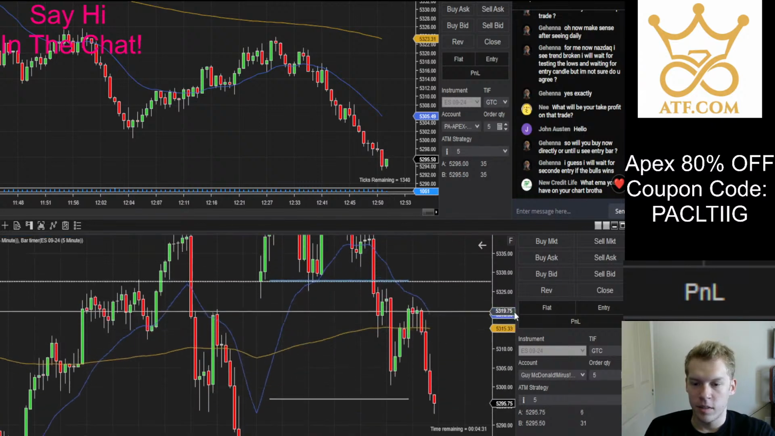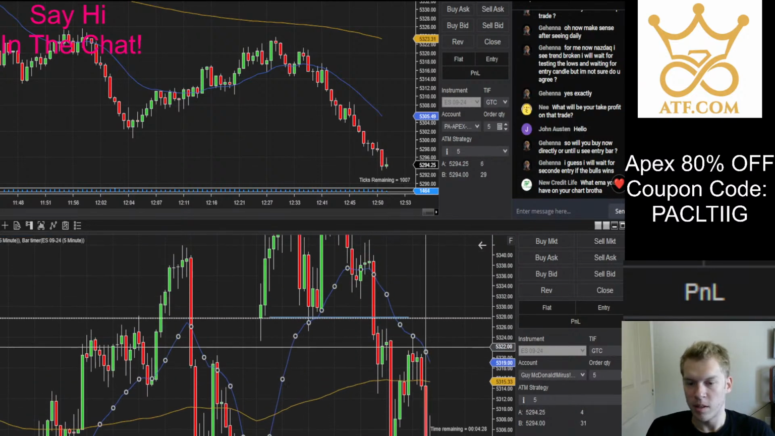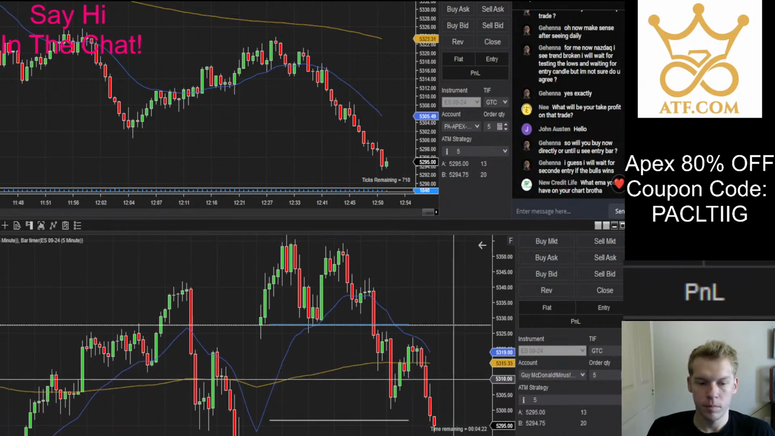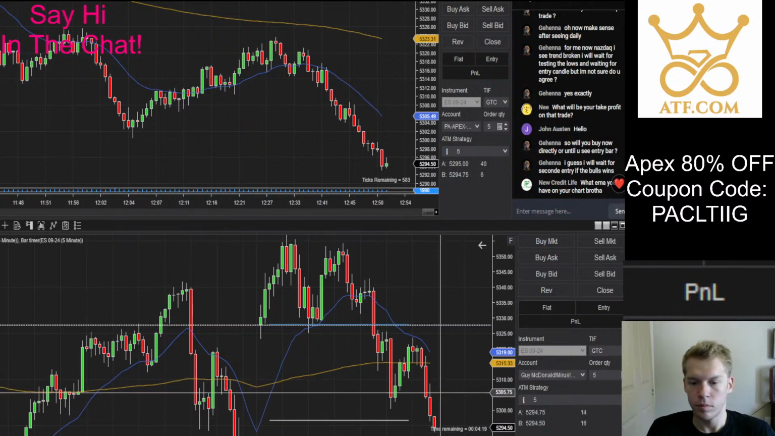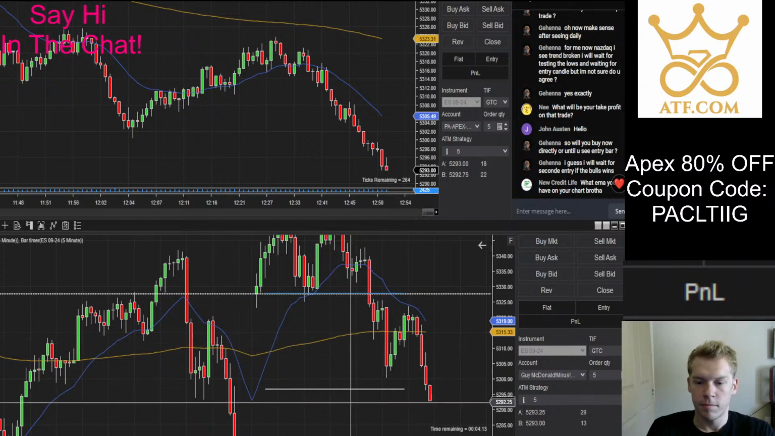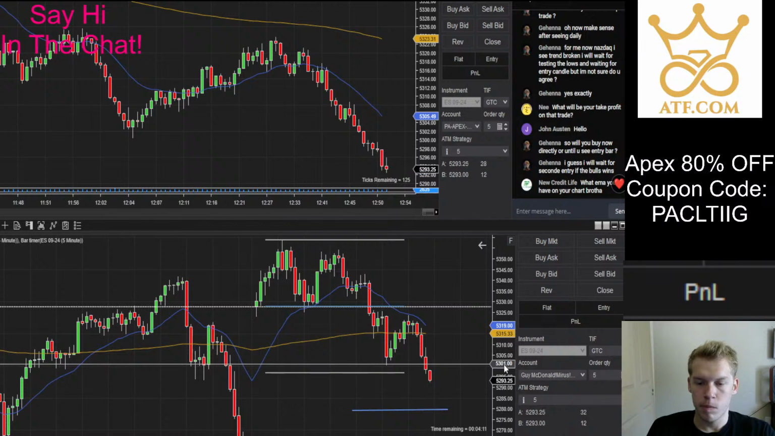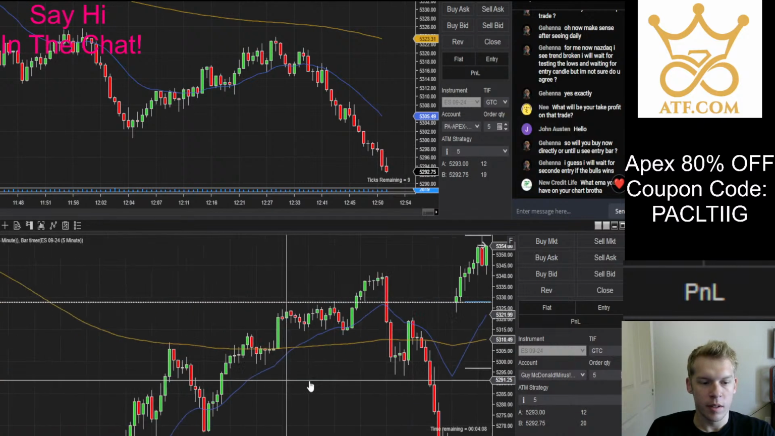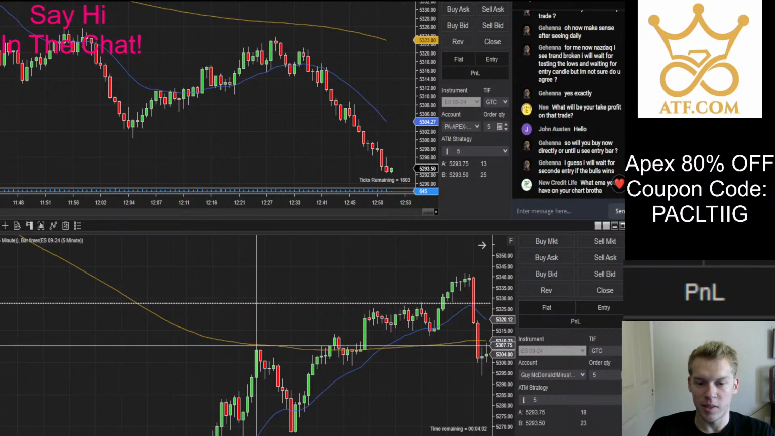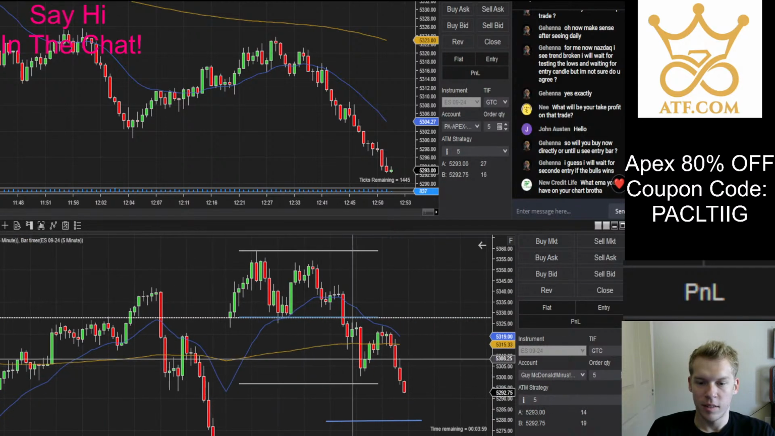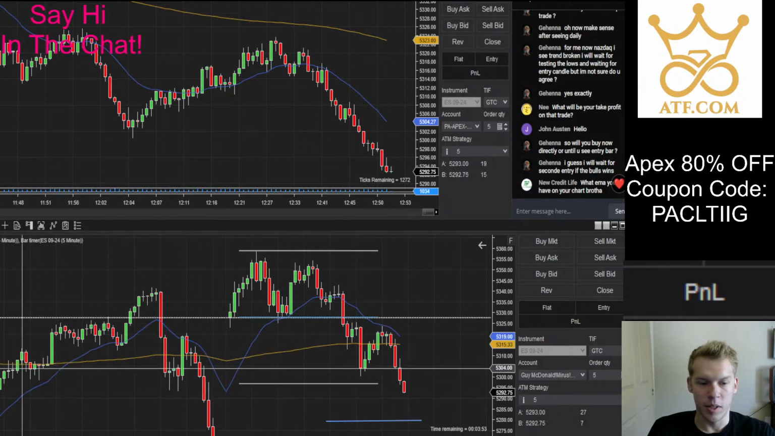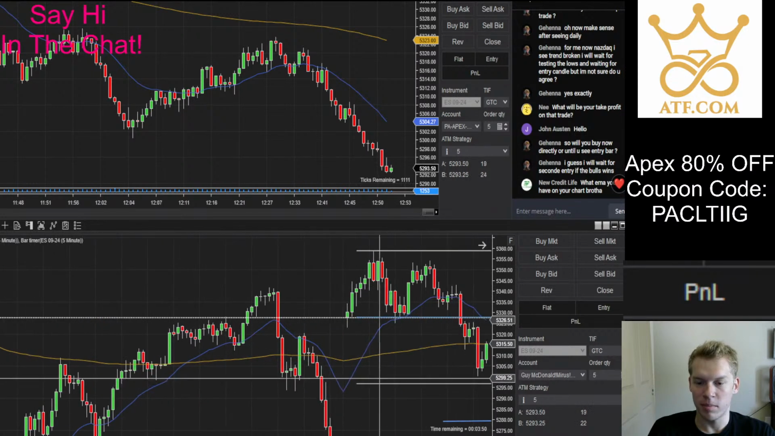I have two EMAs. I have the 20 EMA and the 200. The 200, you can see how often the market will run up to it and test it. You know, it was coming down, tested it here. So it just reacts like this to it all the time.